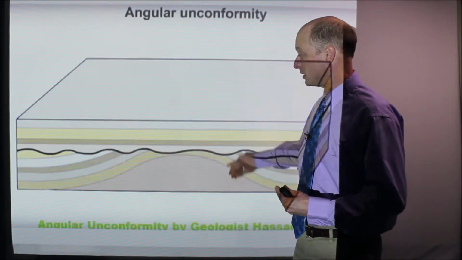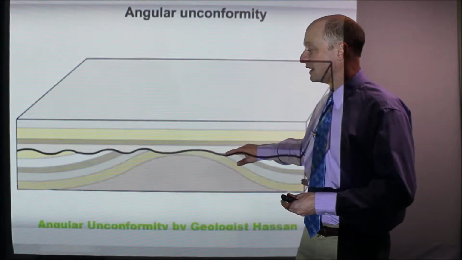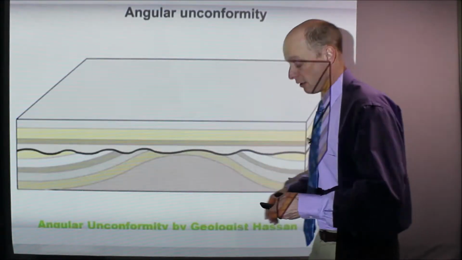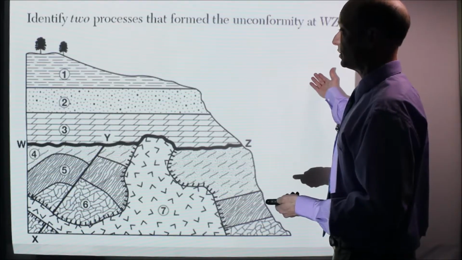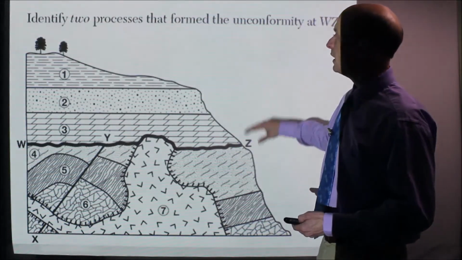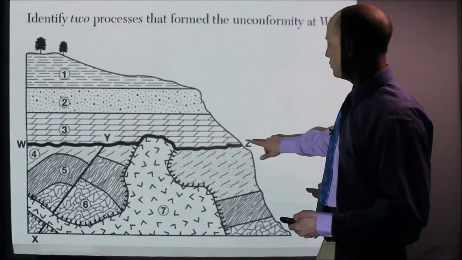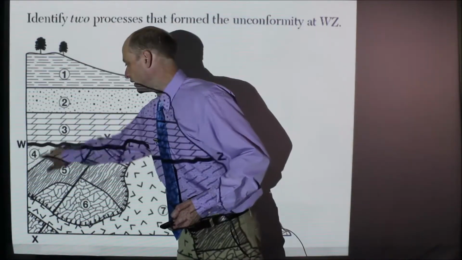for these layers to be deposited. So oftentimes there are questions like, what does that layer represent? What happened there, okay? So for instance, this is a good example. This is showing another outcrop here, and there's a lot of stuff going on. And the question is, identify two processes that formed the unconformity WZ, and they're calling it this line here.